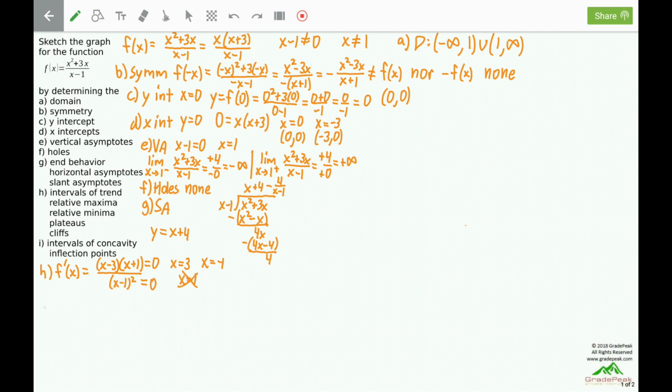We can now draw a domain line, a line representing the domain. It has no left end because it begins at negative infinity, and no right end because it ends at positive infinity. It does not include positive 1 because x equals positive 1 was found to be a vertical asymptote. So we can indicate it as a vertical asymptote by a dashed line.